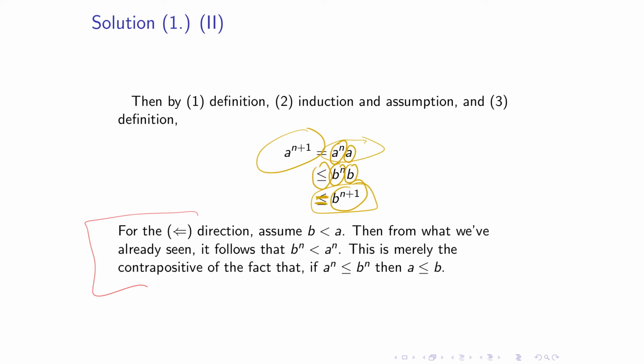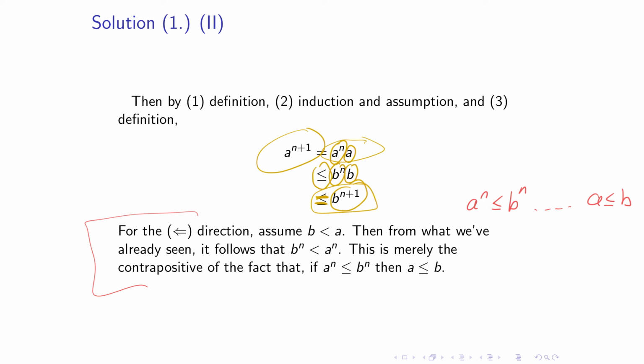Next, we're going to proceed in the right to left direction. For this, it's not quite so obvious how we deal with the right to left. That would be assuming that a to the n is less than or equal to b to the n, and somehow trying to arrive at a less than or equal to b. But how you make that move is not very clear.